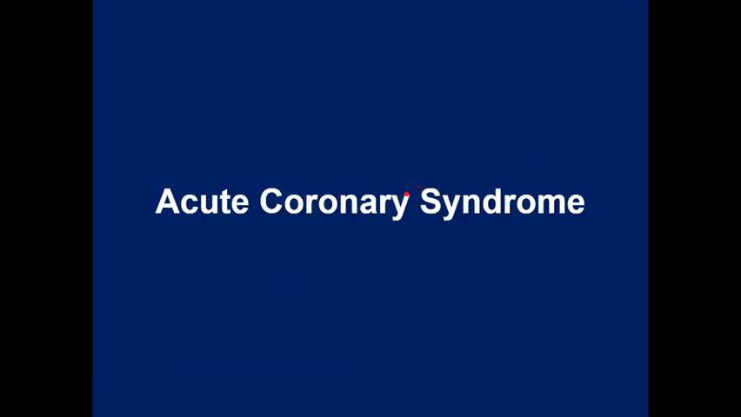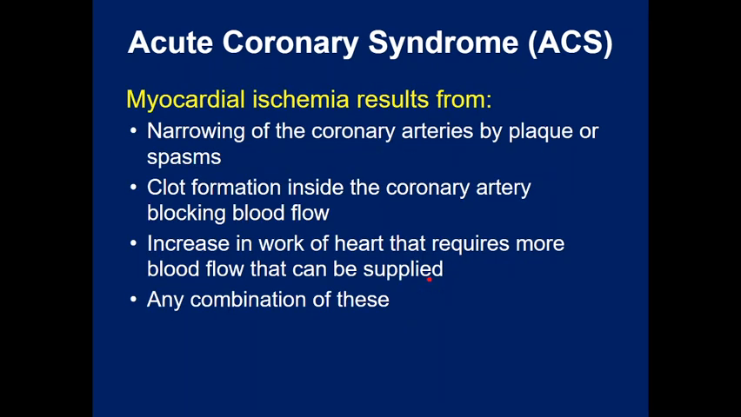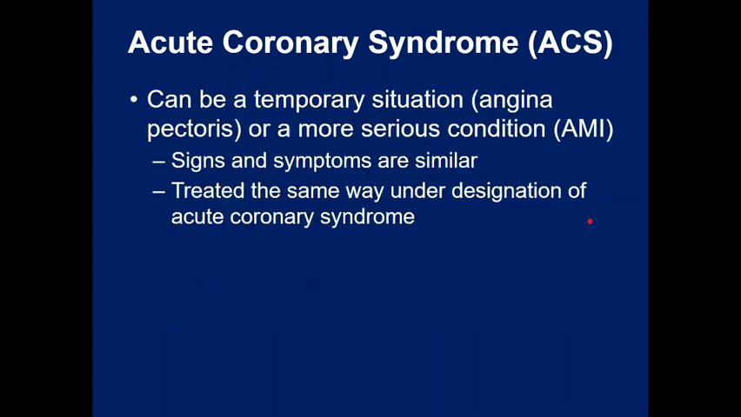But we're going to talk about acute coronary syndrome. So ACS results in conditions in which the arteries are narrowed by plaque, by spasm, right? You can have vasospasm of arteries, and that can cause acute coronary syndrome. You can have a clot that forms on a plaque or a clot that travels there. So acute coronary syndrome is this constellation of problems, symptomatology and clinical findings for this patient that causes coronary damage. It can be from all these things: a combination of narrowing by plaque, spasms, clots, all these things.